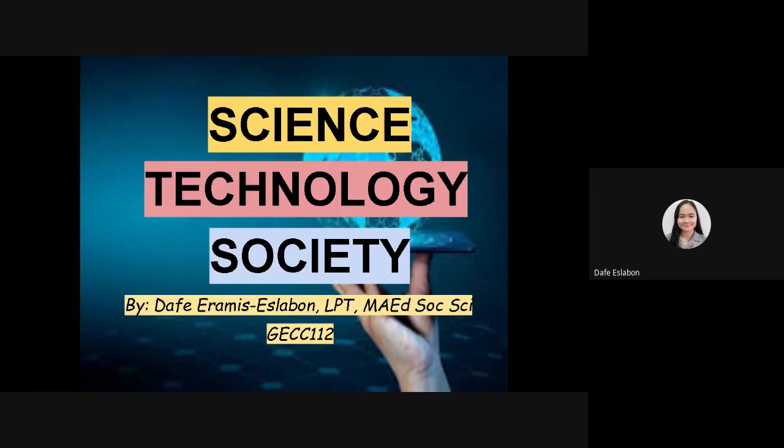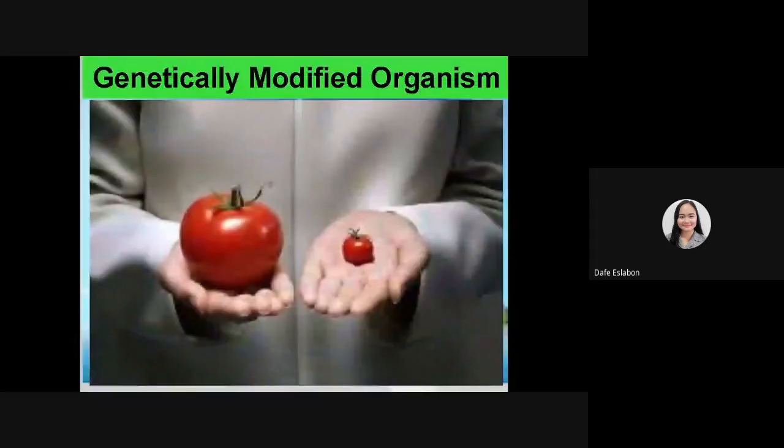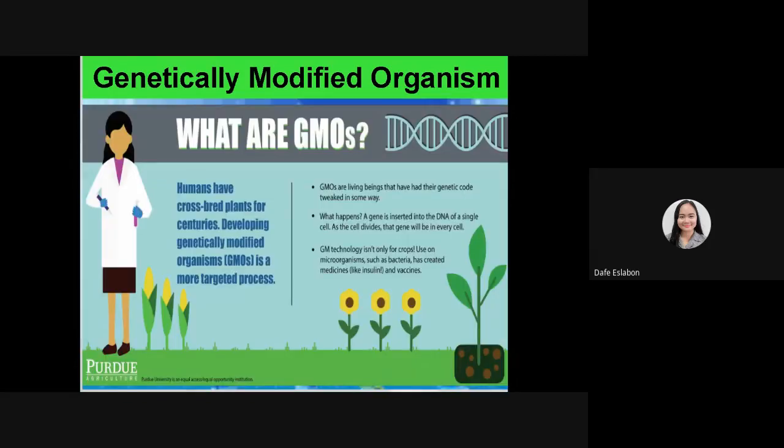All right, so today's lesson is all about genetically modified organisms, or GMO for short. Now, let's discuss what GMOs are. GMOs are living beings that have had their genetic code tweaked in some way. And what happens? A gene is inserted into the DNA of a single cell. As the cell divides, that gene will be in every cell.